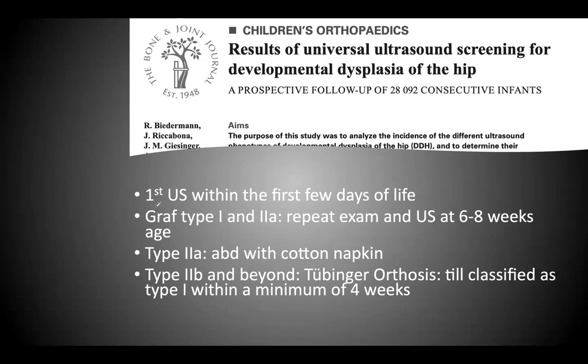the protocol that they follow is the first ultrasound scan is done within the first few days of life. Even if the child is Graf 1 or Graf 2 within the first few days, they would still repeat a clinical examination and an ultrasound at the age of 6 to 8 weeks. If a child is found to be 2A, then they would be treated with a double diaper or a big cotton diaper. If any patient is found to be 2B or beyond, then they would be treated in a Tübingen orthosis until they normalize on the sonography.